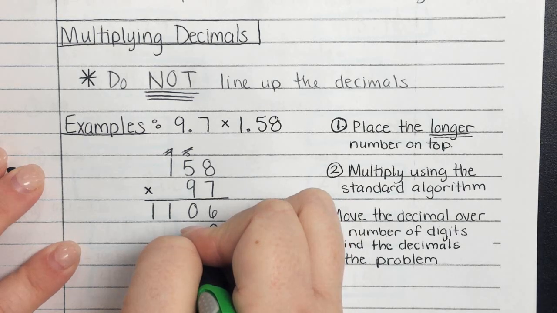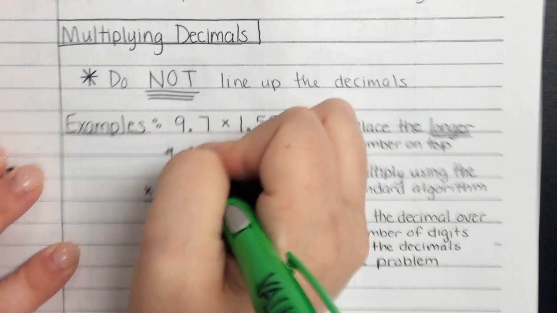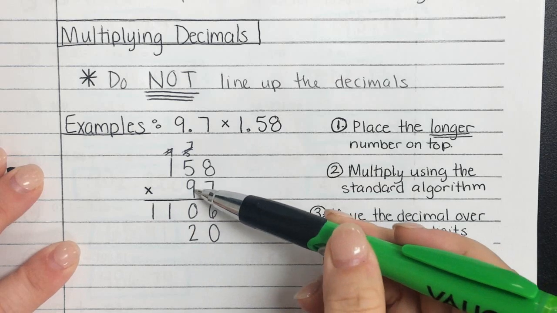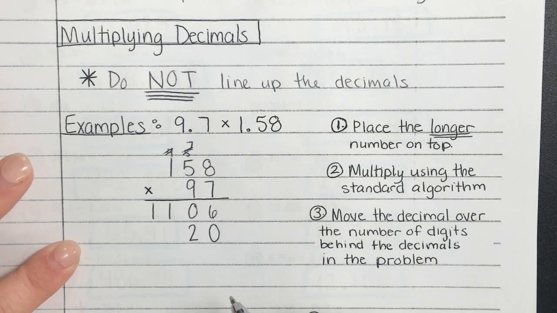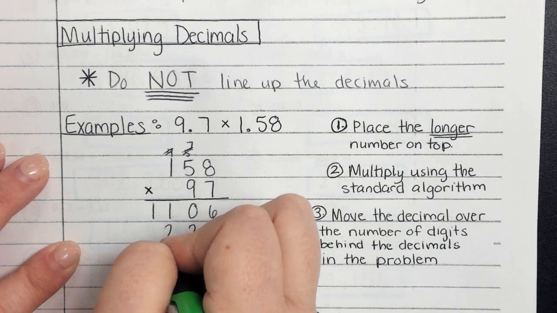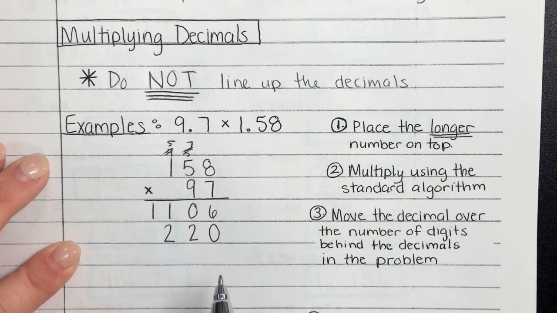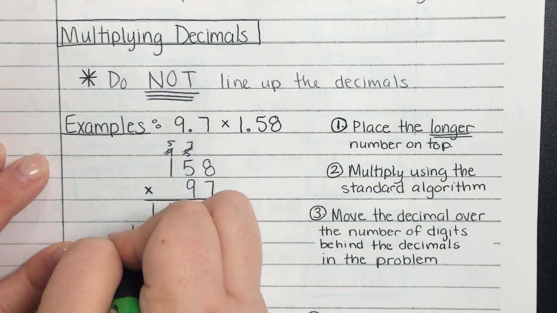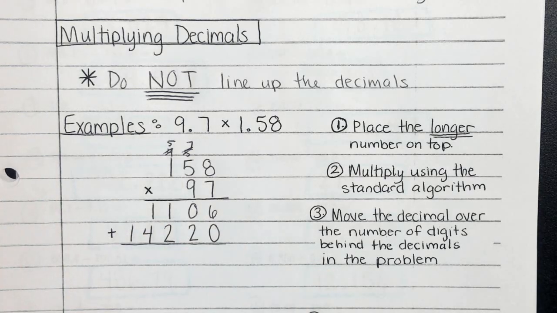9 times 8 gives me? 72. I'm going to carry the 7. Then what do I get? 50. 45 plus the 7 gives me 52. Awesome. And it's hard to do math when you're put on the spot. And then my 9 times 1 gives me 9 plus the 5, 14. Perfect. Now laugh. I'm telling you, I make mistakes all the time up here because it's hard when everyone's looking at you like, do the math.